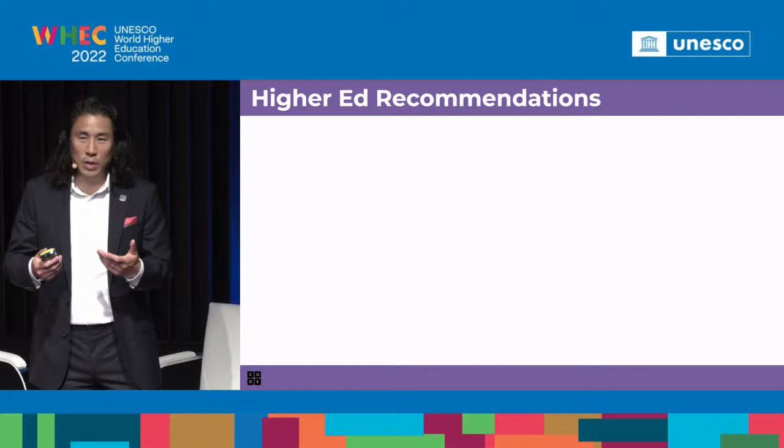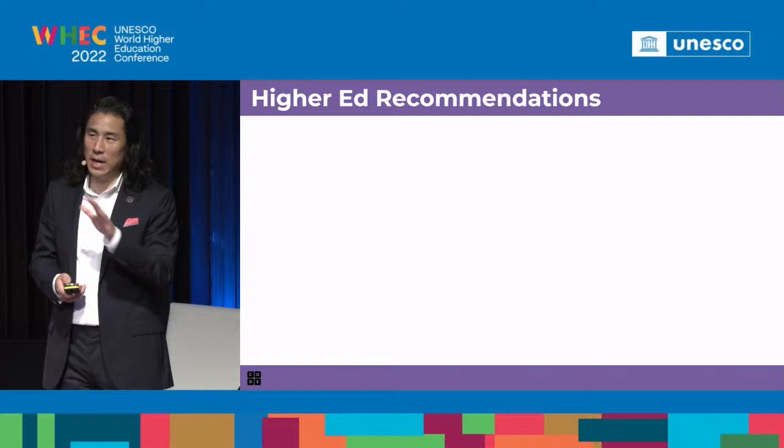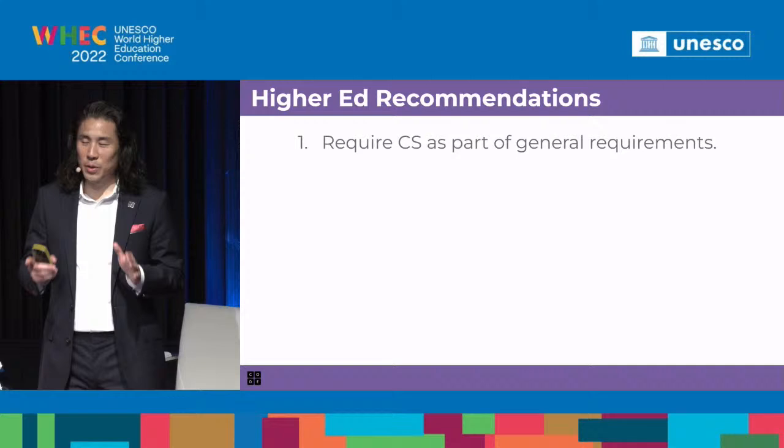And so I have some recommendations for higher education. So we're talking about policy, right? And again, we're at a World Higher Education convening. So I have some direct policy recommendations for anyone influencing higher education, starting with number one. Require computer science as part of a general education requirement for your institution.